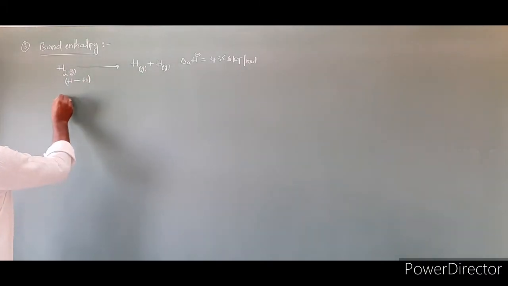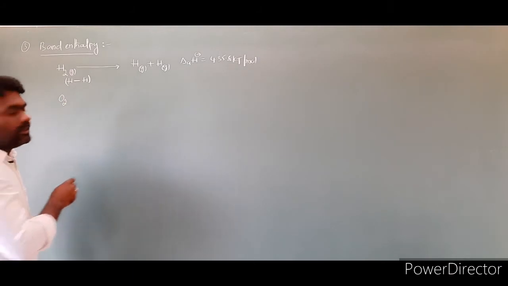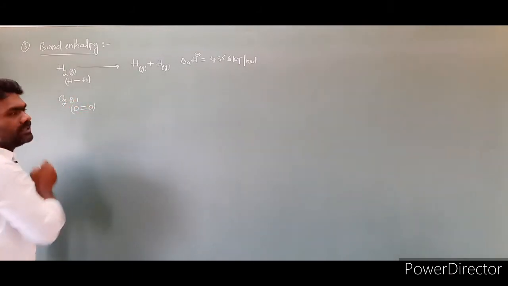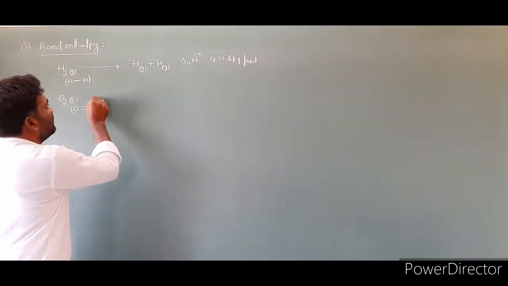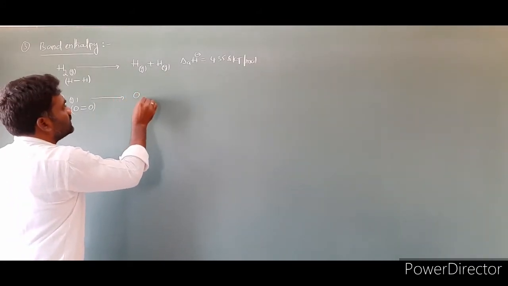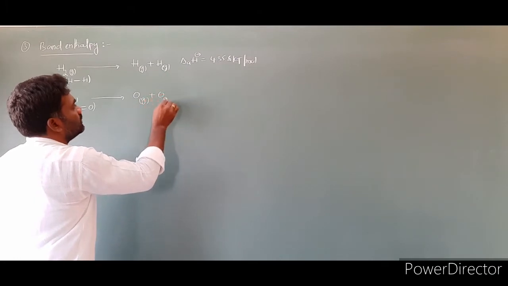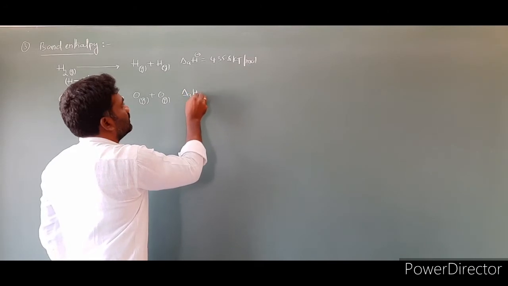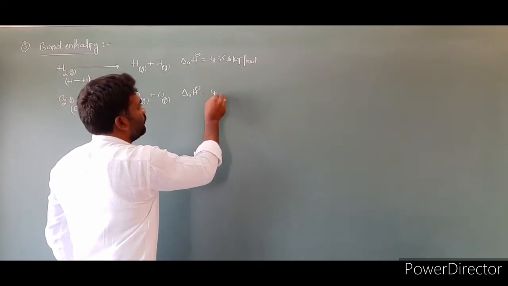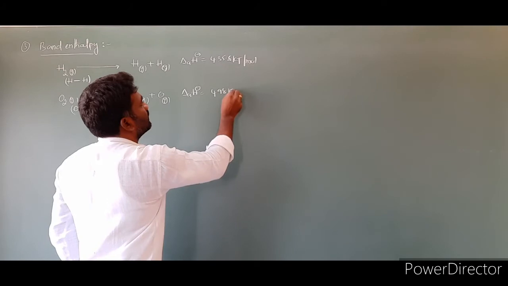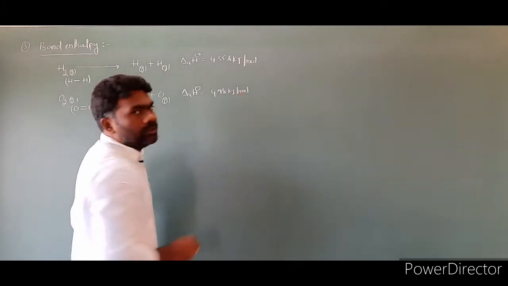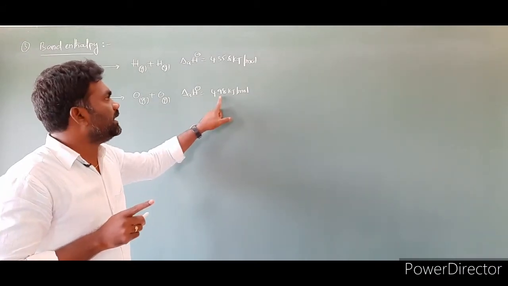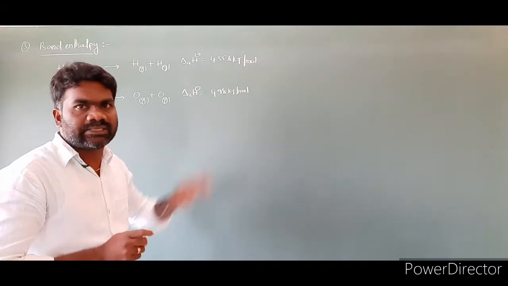Now I am taking another example, oxygen molecule in gaseous state. Between the two oxygen atoms there is a double bond, O double bond O. Then we are going to get two oxygen atoms in a gaseous state. Then enthalpy of atomization is equal to 498 kilojoule per mole. To break 1 mole of bonds between the two oxygen atoms, 498 kilojoules of energy is required. This is the meaning.